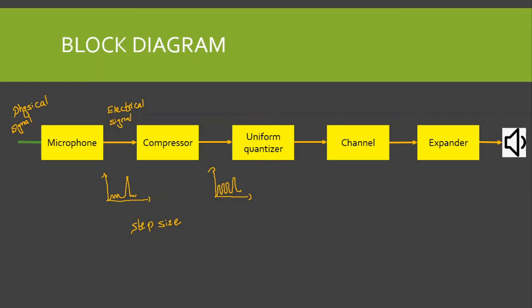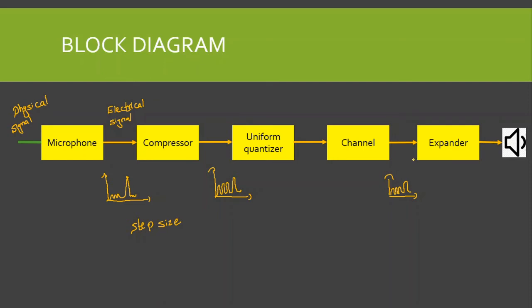Now after this I am going to pass it to the uniform quantizer. I also have other blocks like sampler etc., but this is a simplified diagram, so I have excluded those blocks. After the uniform quantizer I am going to pass it to the channel, and after the channel it is going to be passed to the expander. So this signal is going to come over here. This will be the same signal as this signal.